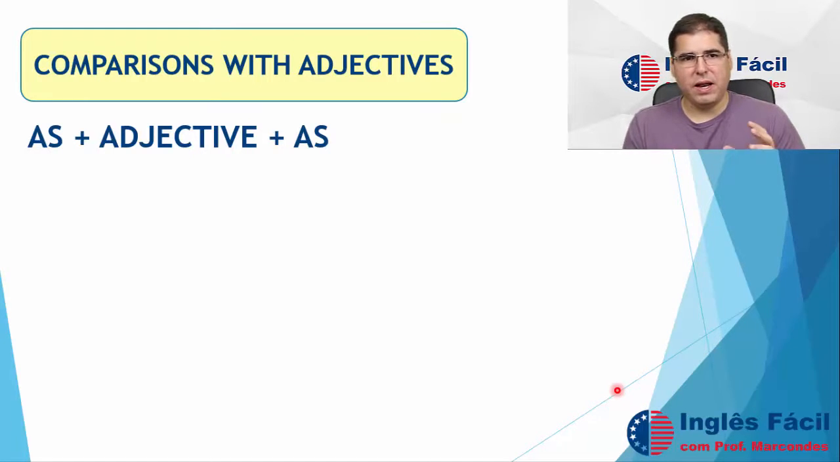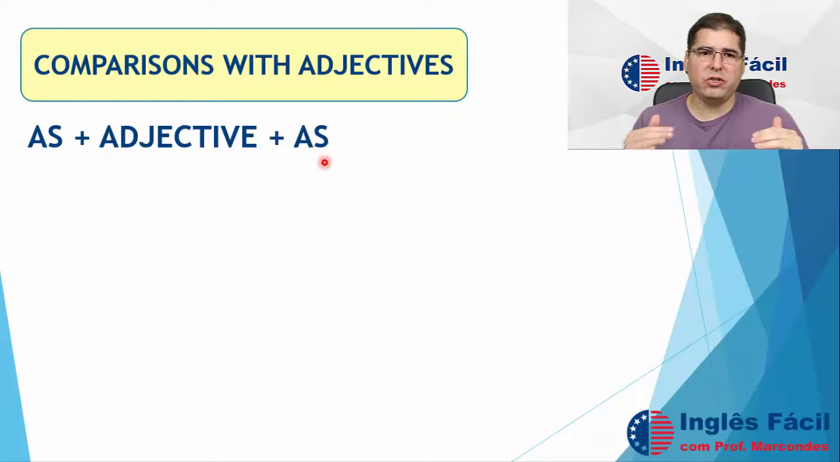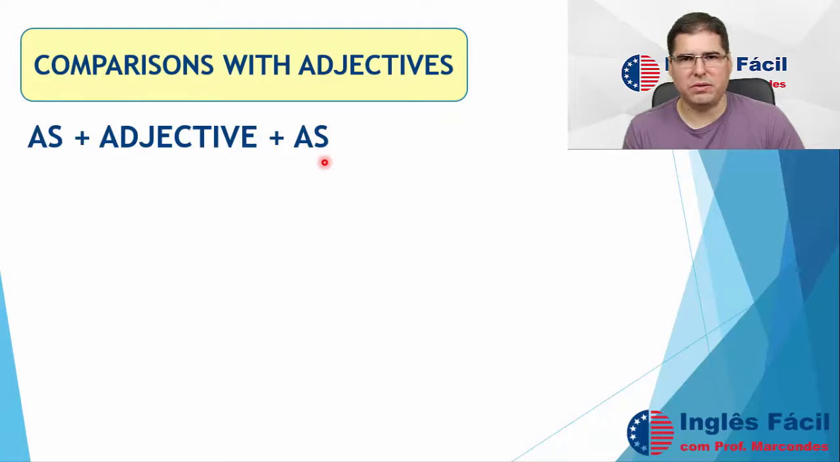But first, let's review what we saw 2 classes before, which was comparisons with adjectives, remember? So we use as plus adjective plus as to say that 2 things are equal. They have similar characteristics, right? And if I use the sentence in the negative, it's going to mean that they are different. One is better than the other, one is more convenient, okay?